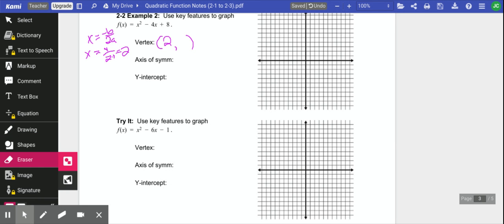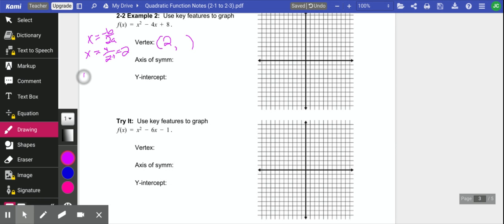Now to find the y-coordinate, we just have to plug in. y is going to be 2 squared minus 4 times 2 plus 8, which turns out to be, I think, just 4. Does that sound right? Yeah. Okay, so we know that we have a vertex at (2, 4). I'm going to go ahead and put that on the graph. There it is.